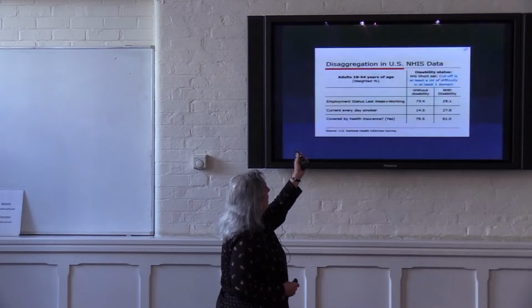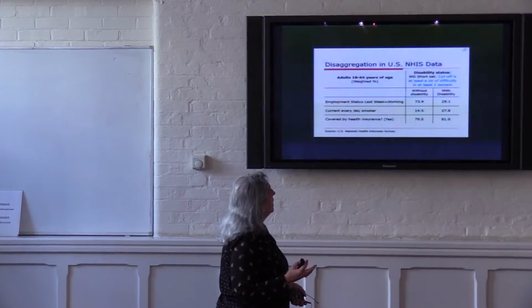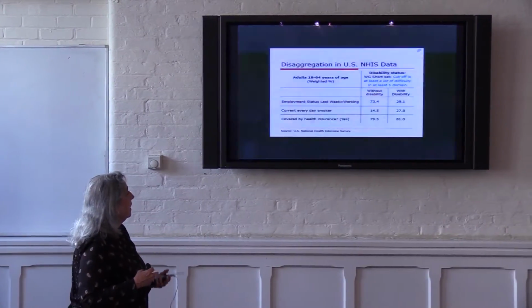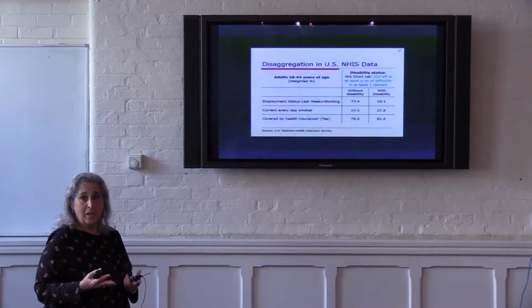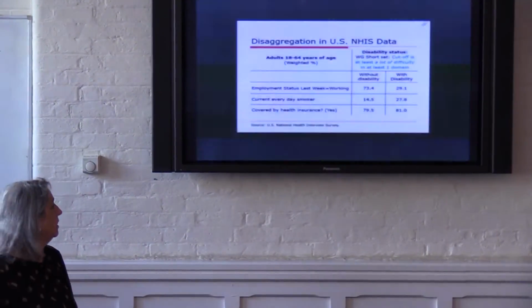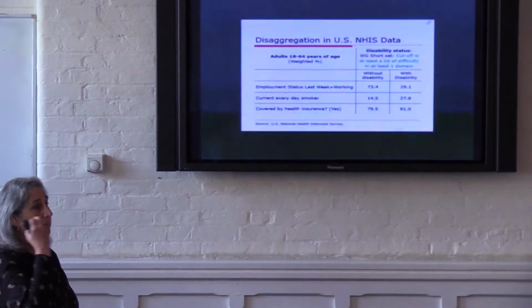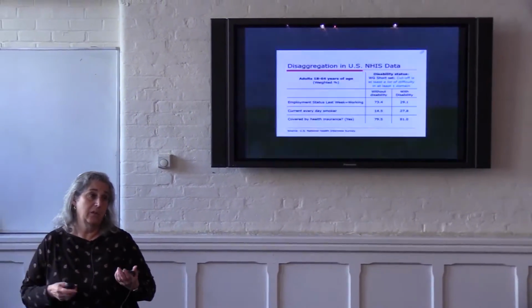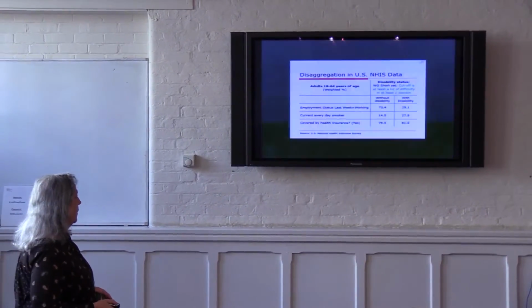And this is just to give you a couple of other examples. We looked at smoking and health insurance. In the US, people with a disability smoke at a much higher rate than those without. But the insurance is about the same. I think that just reflects this strange kind of health insurance system that we have. But these were just by items that have been on our health interview survey forever. And once we stuck the disability questions in, we could do the disaggregation.